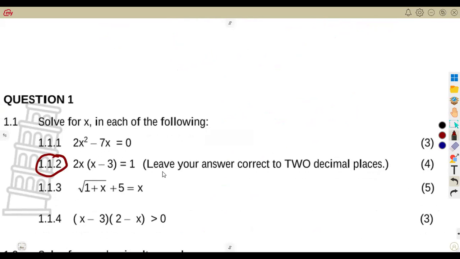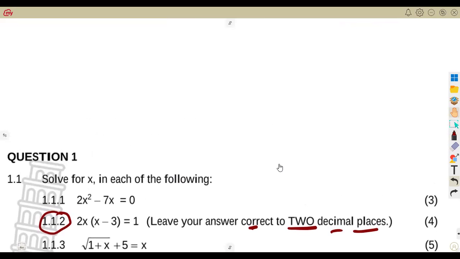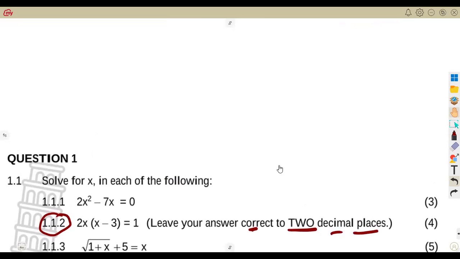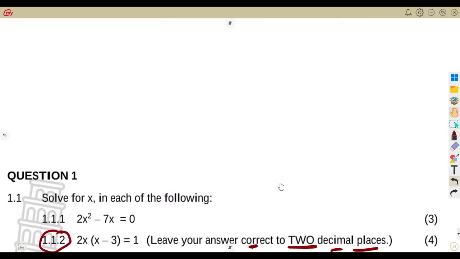On another part, you're given to solve this, leave your answer correct to 2 decimal places. That's where you can use your quadratic formula. When they give you an instruction like this, they know that you're not having factors. You do not have factors. So you can use your quadratic formula. You can use the completing of the square method, any part. All right.